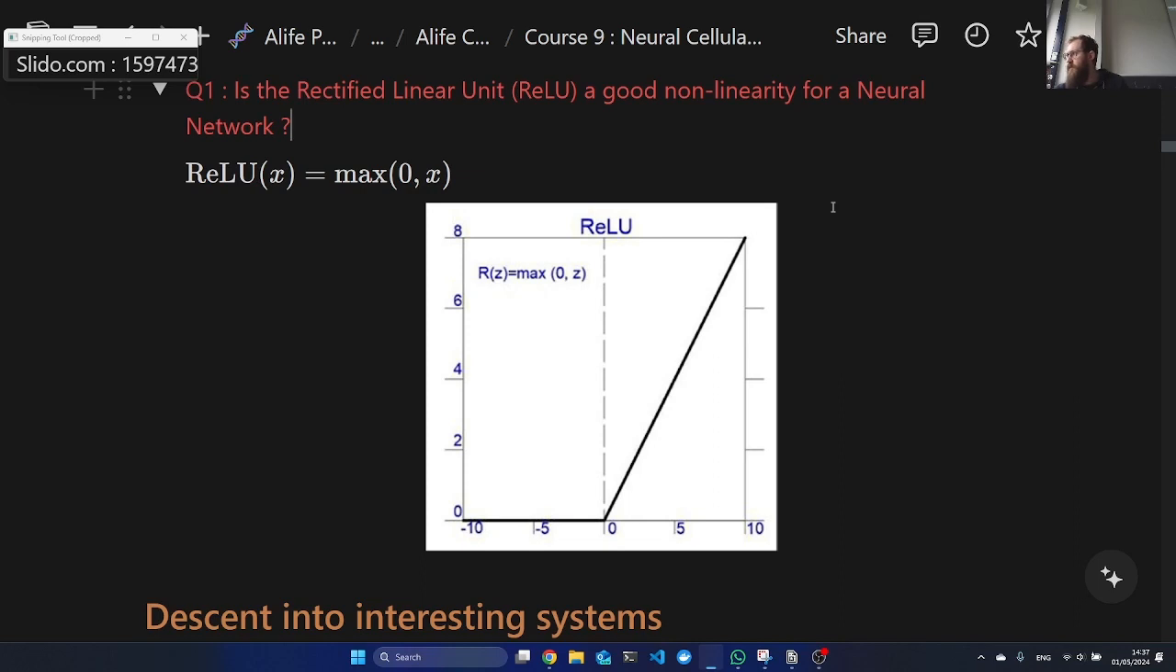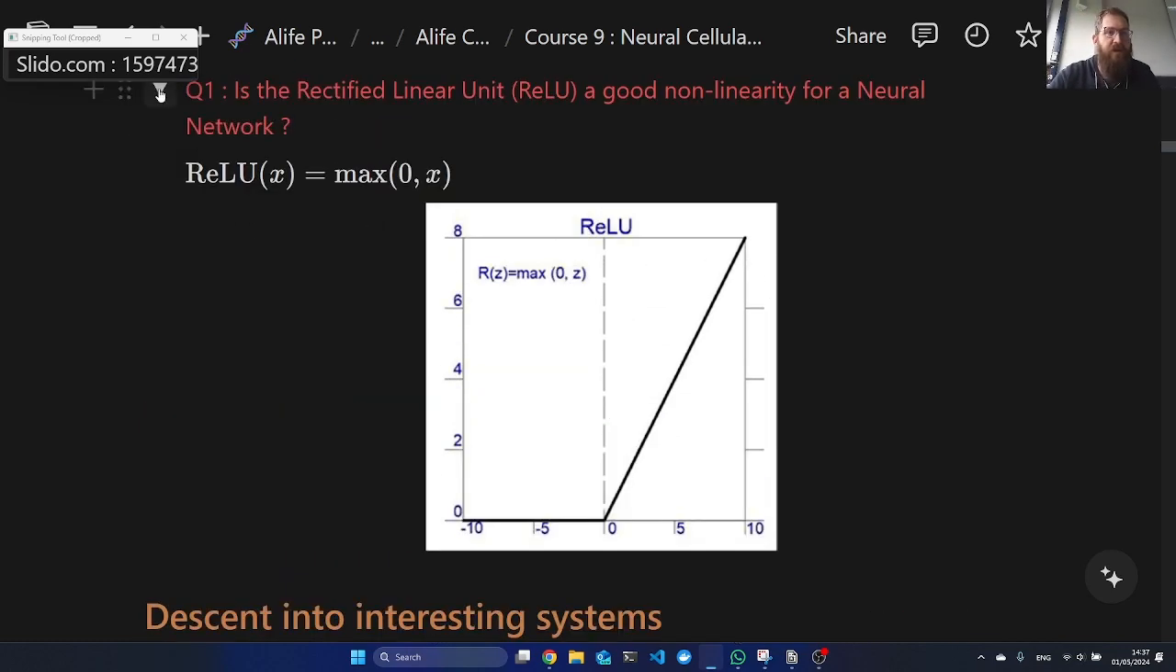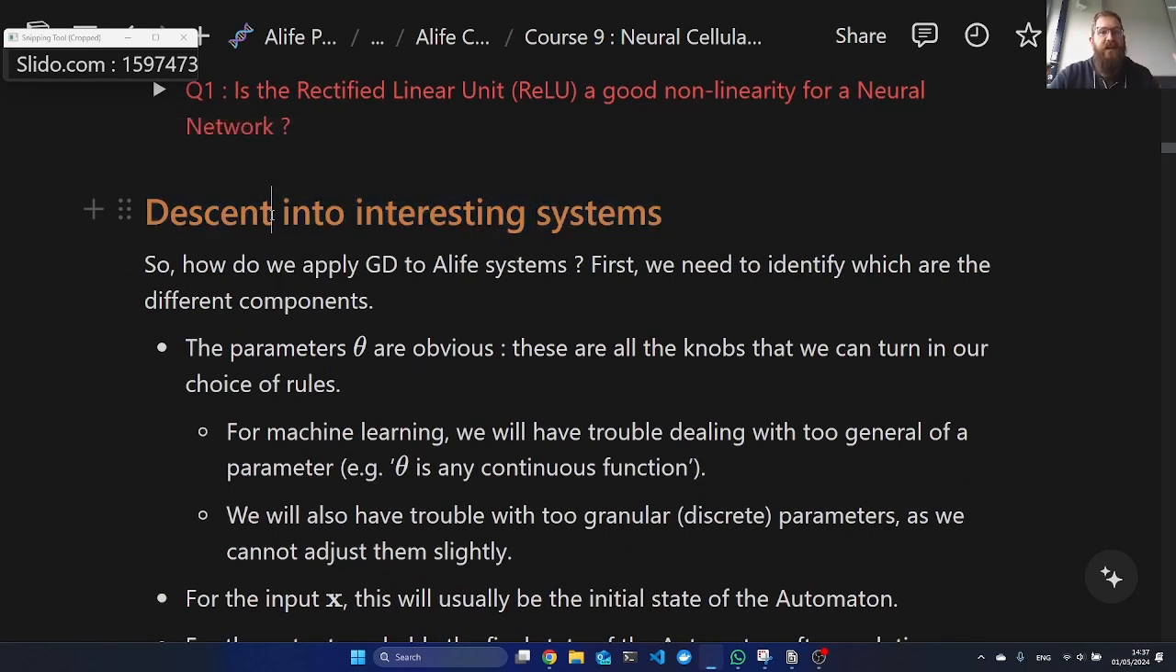Okay, let's see what people think. So the code is here, by the way, if you want to join. Okay, I'll let you vote. We'll see the vote a bit later. Let's continue meanwhile.